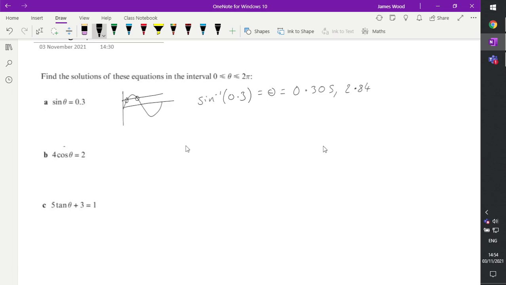Okay. So next one, 4 cos theta equals 2. Well, that would mean that cos theta equals 1/2. So it would look like this. 2 solutions. So we need to do inverse cos of 1/2.